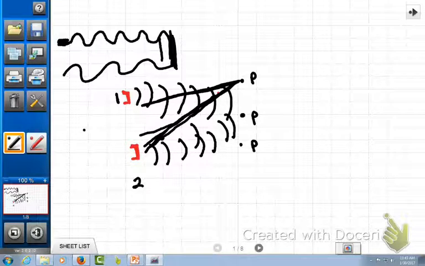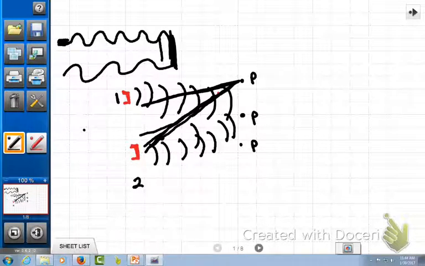So the rules are, if the path difference is an odd half number of wavelengths, then it will produce destructive interference. And for symmetry, let's say if the path difference is an even half number of wavelengths, then that will be constructive interference.